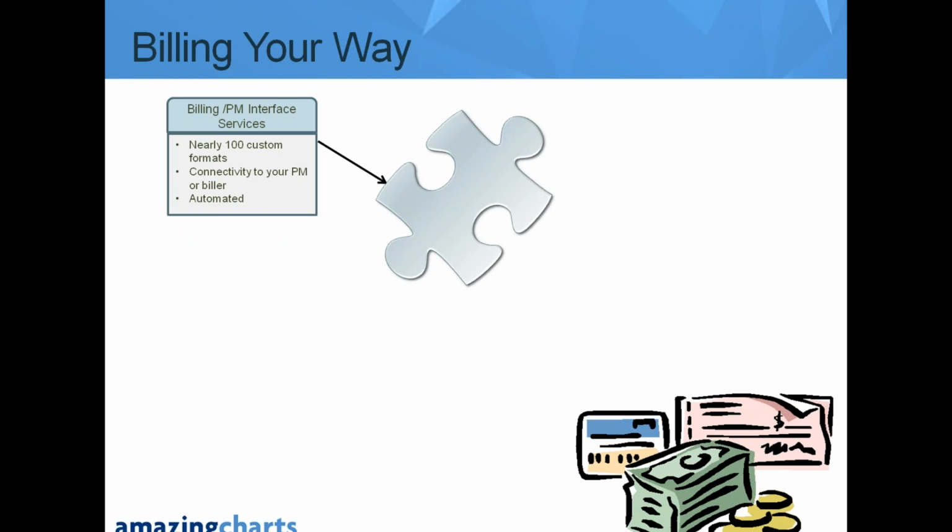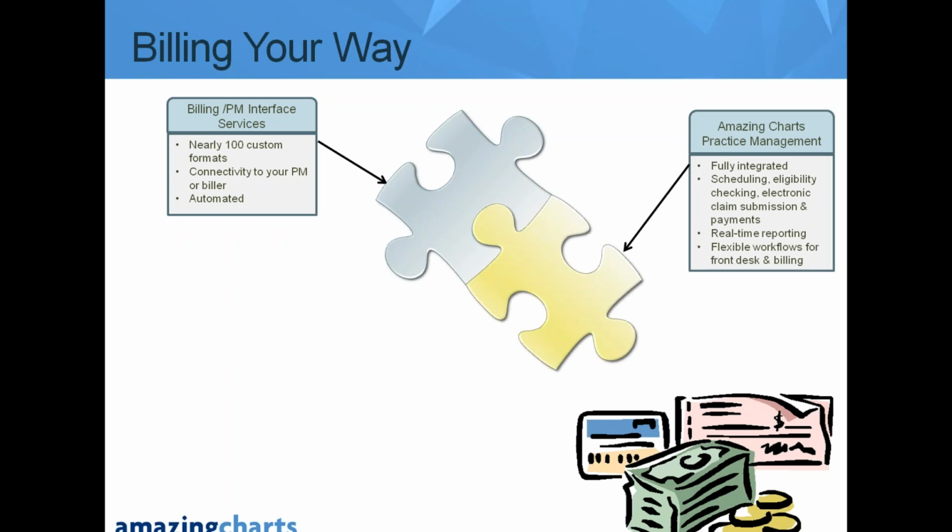The second option that we have for billing your way is the Amazing Charts Practice Management. With the Amazing Charts Practice Management, it's a fully integrated service. It's one in with Amazing Charts. So you would have a new icon within your Amazing Charts software that says ACPM. With it being the same software, it's going to eliminate double entry. It's bi-directional. Any changes that you make in one will appear in the other.